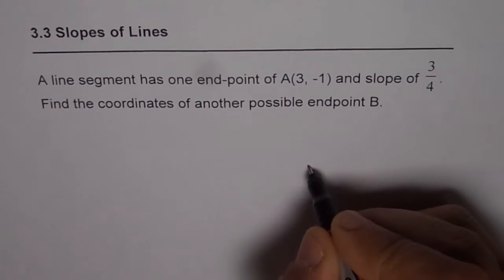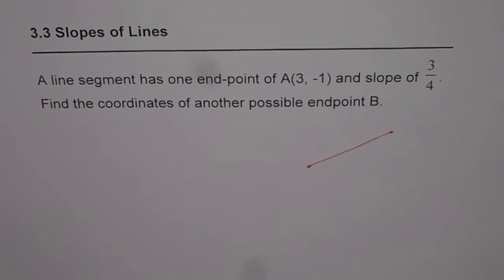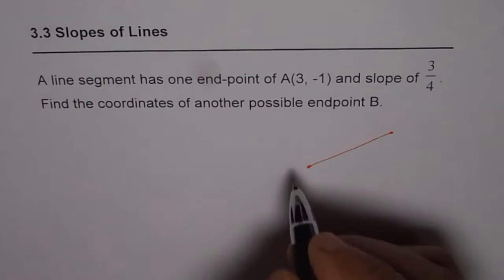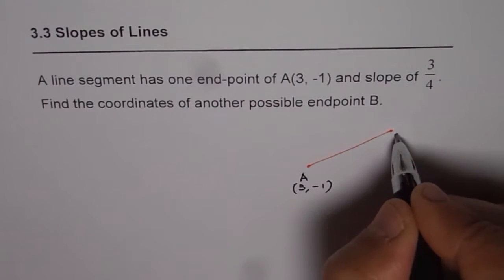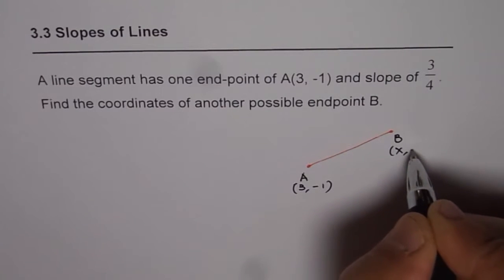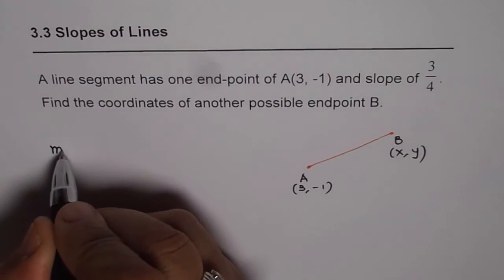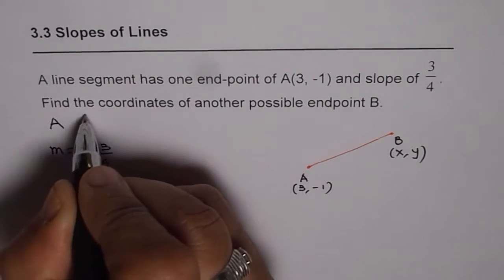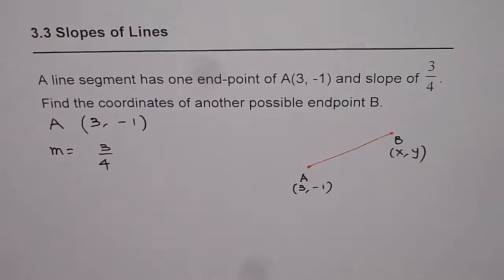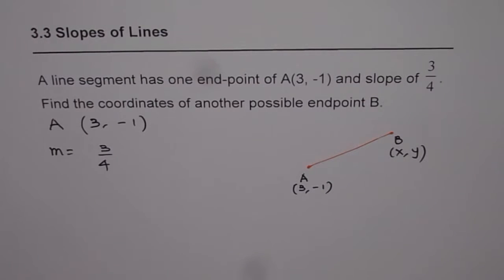So what we are given here is one endpoint of a segment. Let's say this is our segment, right? One endpoint of the segment is A, which is (3, -1), and we need to find the other one, which is B. We don't know what the coordinates are, right? But we are also given that the slope is 3/4. So we are given the slope, and we are given point A, whose coordinates are (3, -1), and we need to find the coordinates of point B. How are we going to find it?